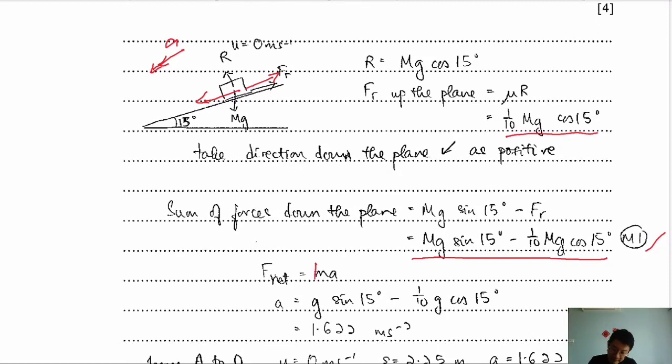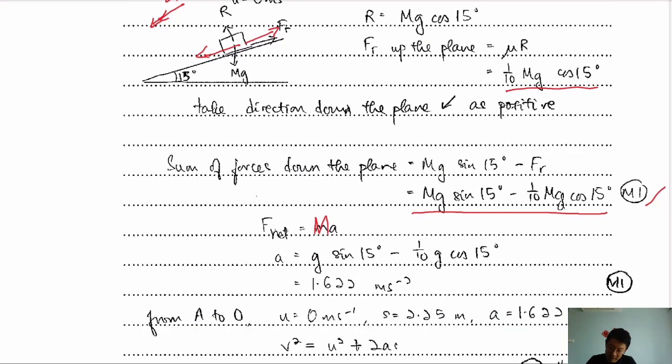So the M here is the capital M, and later on we actually cancel off all the capital M's. So we just have to find out the A from there. The A here is 1.622 meter per second squared. So we get another method mark from there.